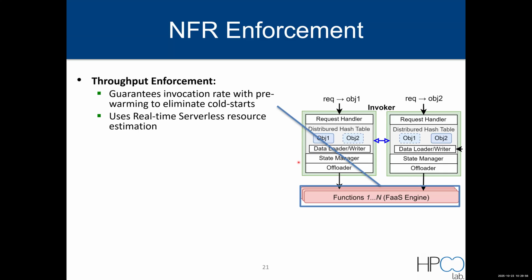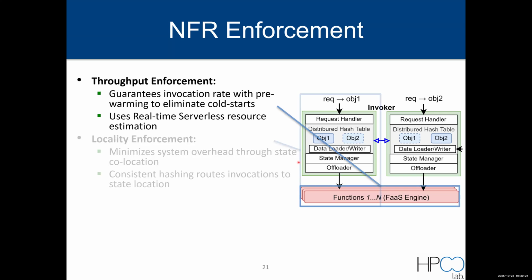Let's say that they want 10,000 requests per second. So we need to calculate how many replicas of the function we need to meet the requirement. In this case, we basically just do some kind of monitoring and then adaptive resource allocation to meet the requirement.